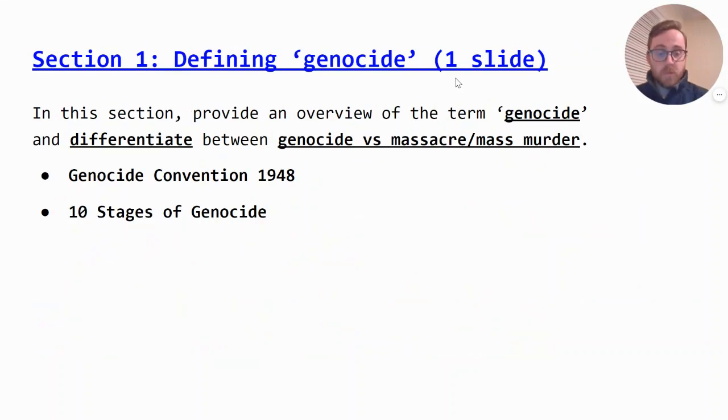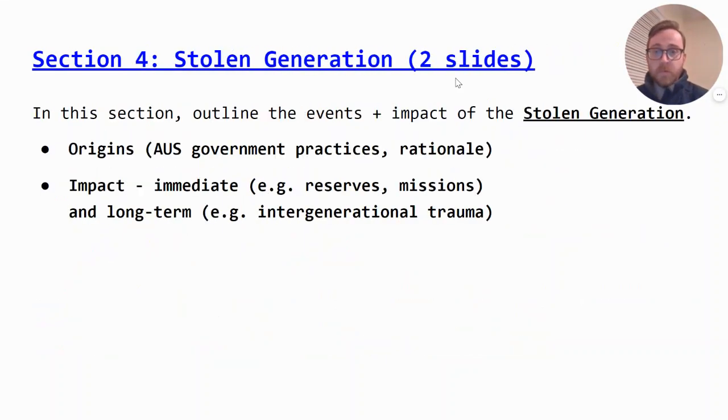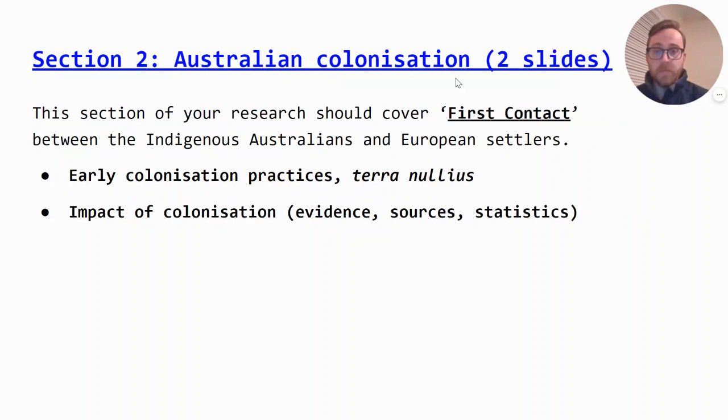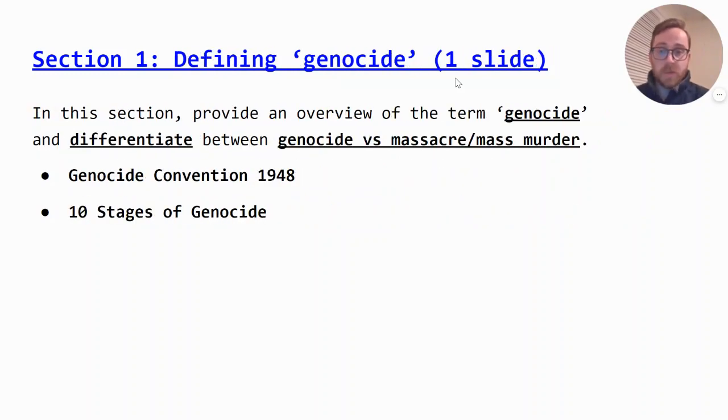So there's 1, 2, 3, 4, 5 sections for our dev. And you're trying to probably smash through one of these per lesson if you're doing this in a time-effective manner. We've designed it so hopefully it should be able to be completed in class. But if you feel like you're falling behind, you need a bit of extra time, complete it out of class.